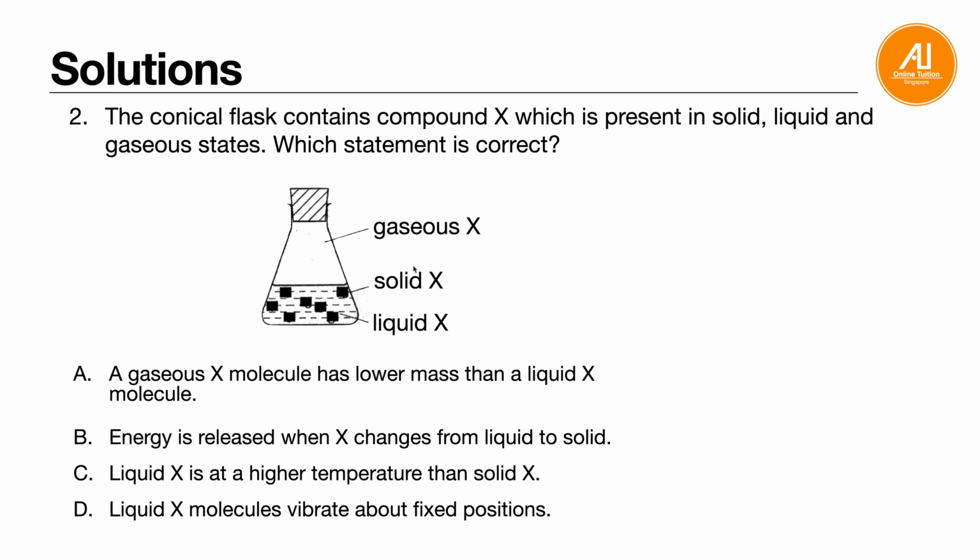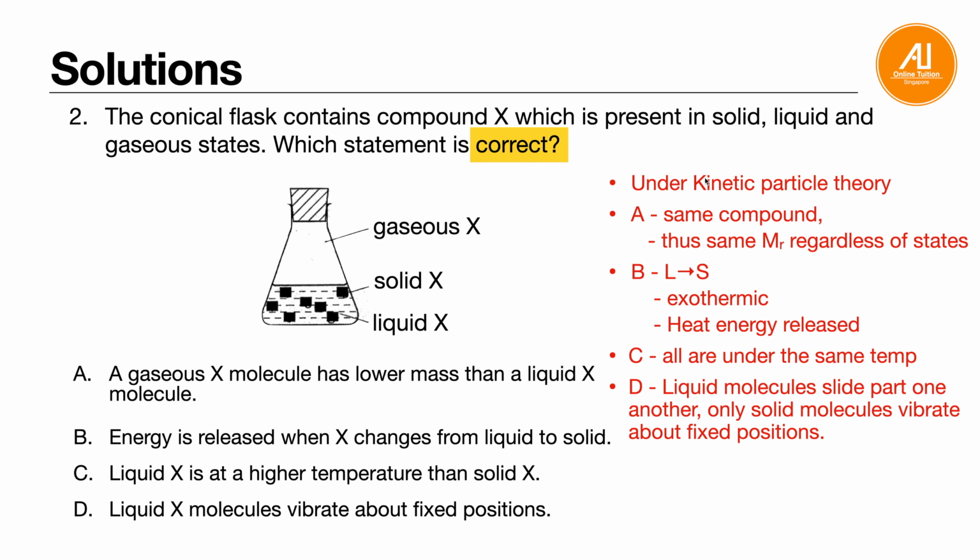Question 2. The conical flask contains compound X, which is present in solid, liquid, and gaseous states. Which one is correct? Let's look at the options under kinetic particle theory. For option A, they say a gaseous X molecule has a lower mass than a liquid X molecule. Since they are referring to the same compound, they should have the same MR, molecular mass, regardless of the states. So option A is wrong.